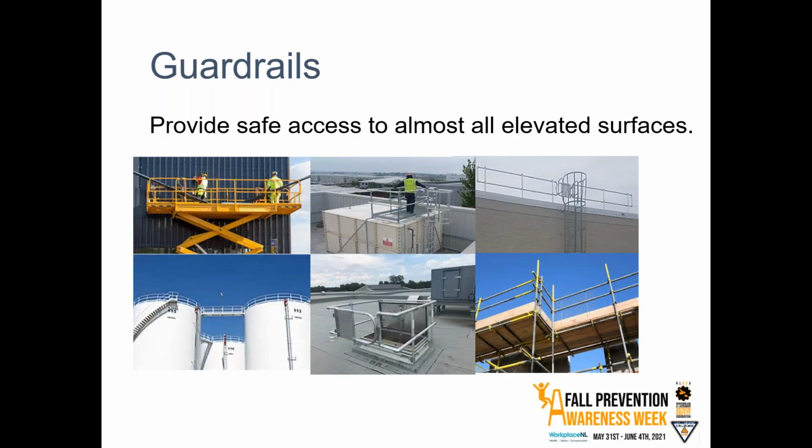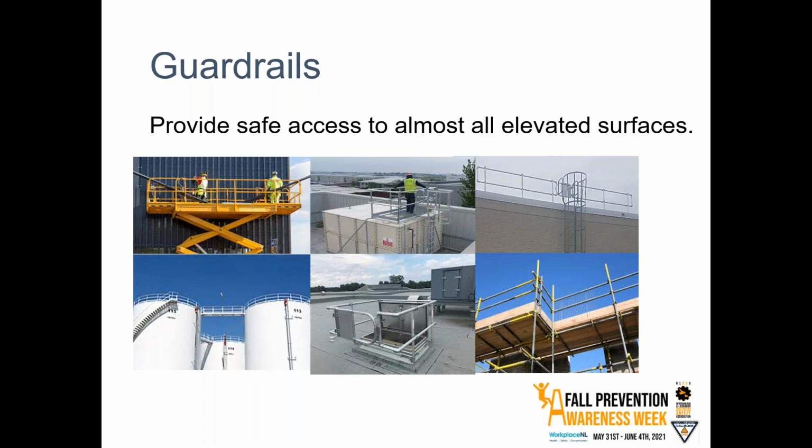So guardrails can be used in all kinds of scenarios. They're on most of our elevated work platforms, or aerial work platforms, or AWPs. They can be on top of pieces of equipment. They can be surrounding a flat roof. Usually they are used in situations where the surface that you're getting onto is flat. It's rare to see them on angled roofs.